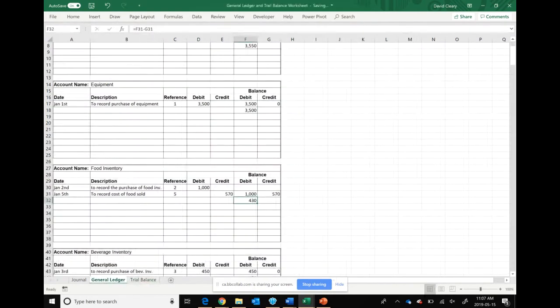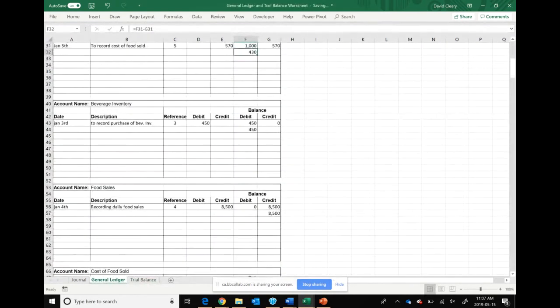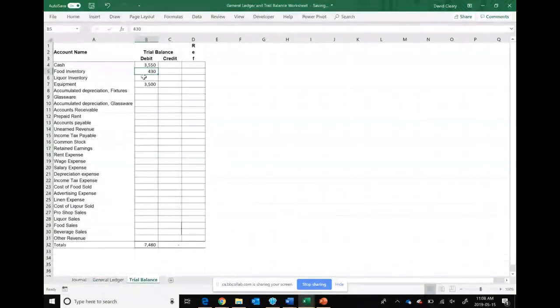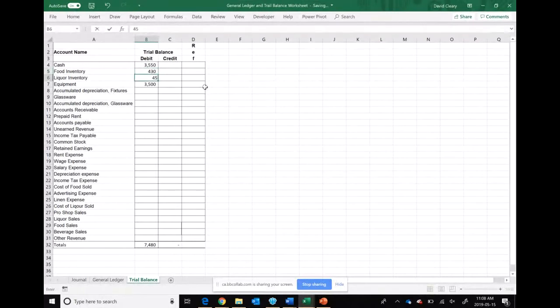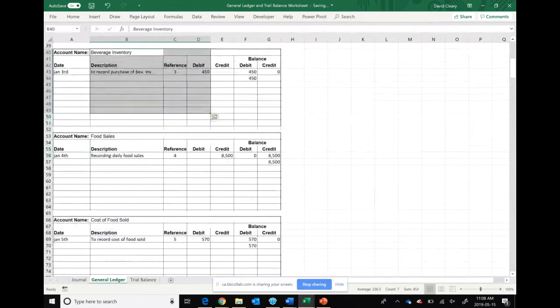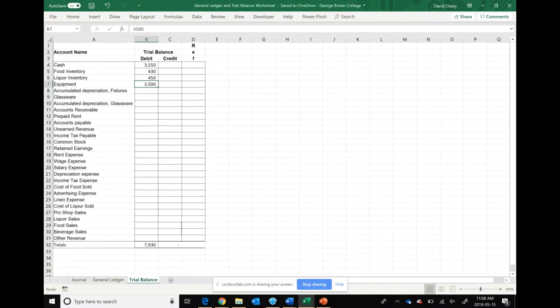Go back to our ledger. Next account is our beverage inventory. Our beverage inventory had a debit balance of $450. So liquor inventory, $450. Then as we move down, food sales had a credit balance of $8,500. So food sales, wherever it is, food sales had a credit balance of $8,500. There we go.